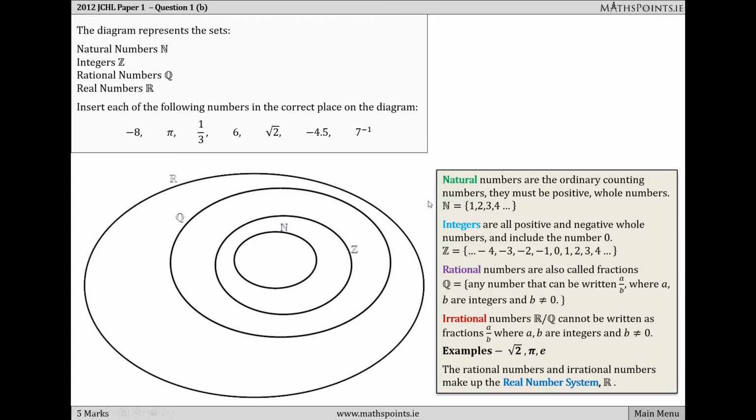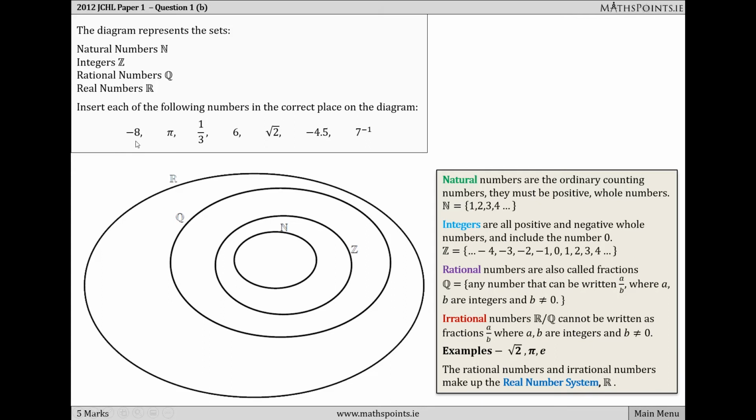One thing to note is that some of these sets are subsets of the other sets. So we can see in this circle here, the natural numbers are contained within the integers set. The integers and natural numbers are both sets within the rational numbers sets. And then the rational numbers, integers and natural numbers are all subsets of the real numbers. With that said, let's place these 7 numbers in the relevant position on our diagram.